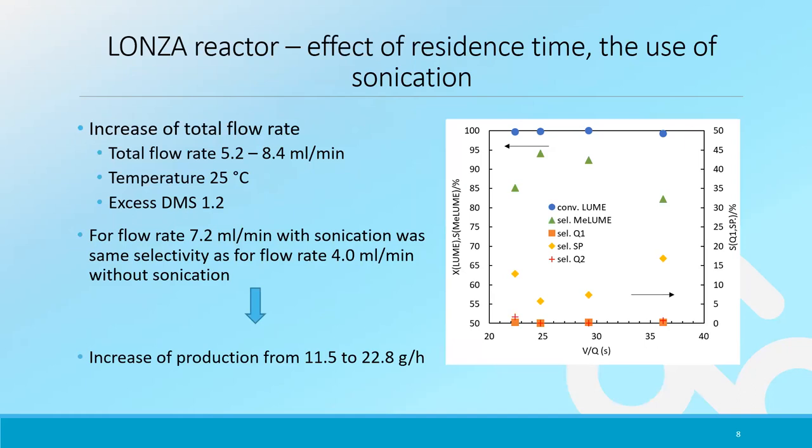After that, I wanted to increase the production. So I tried to sonicate the output capillary of the Lonza reactor, because the output capillary is the main reaction area. And I measured 4 different flow rates in this new arrangement, from flow rate 5.2 to 8.4 milliliters per minute. You can see that for flow rate 7.2 milliliters per minute with sonication, the selectivity is the same as for flow rate 4 milliliters per minute without sonication.